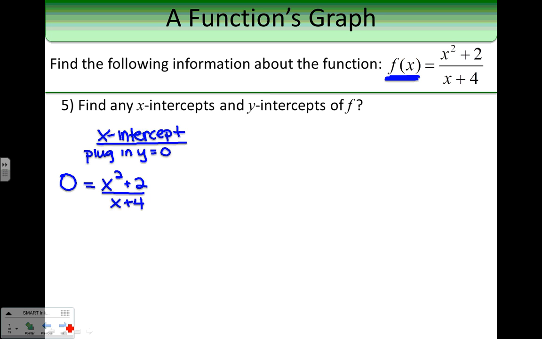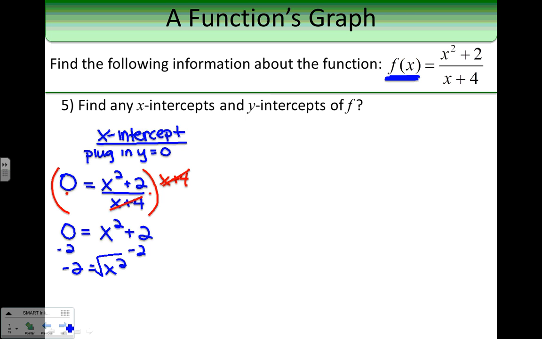Solving for x, we have a fraction here, so everything can be multiplied by x plus 4 to cancel out that denominator. So I had to multiply 0 times x plus 4, and I had to multiply the entire right side by x plus 4. These cancel out. 0 times x plus 4 is still 0. I get 0 equals x squared plus 2. Subtract 2 from both sides and take the square root.